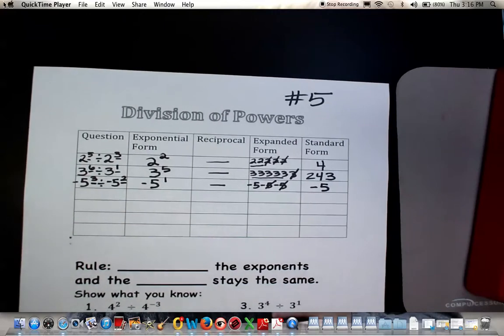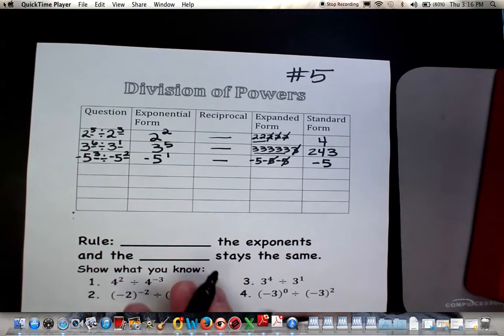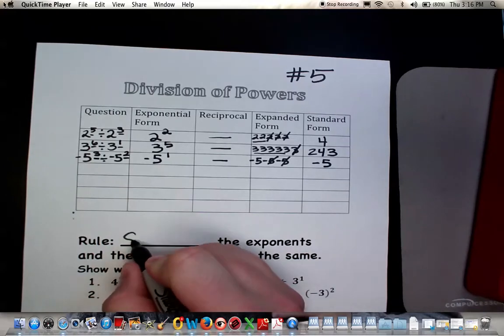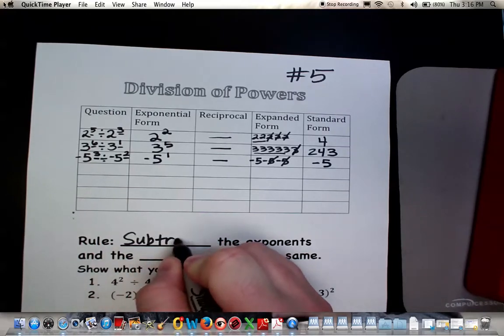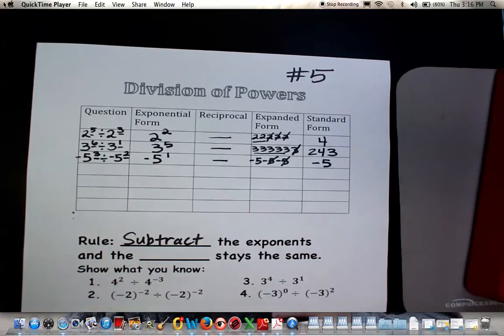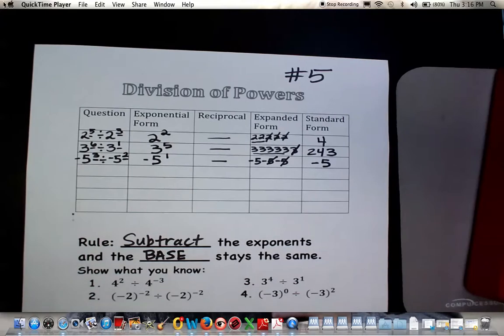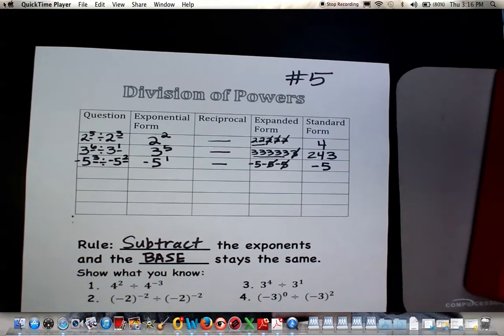Okay? So down here at the rule, it says subtract the exponents and the base will stay the same. So all we're going to do is just subtract the exponents and the base stays the same. Pretty much that's all the rule is. So let's try that rule out that we just came up with.